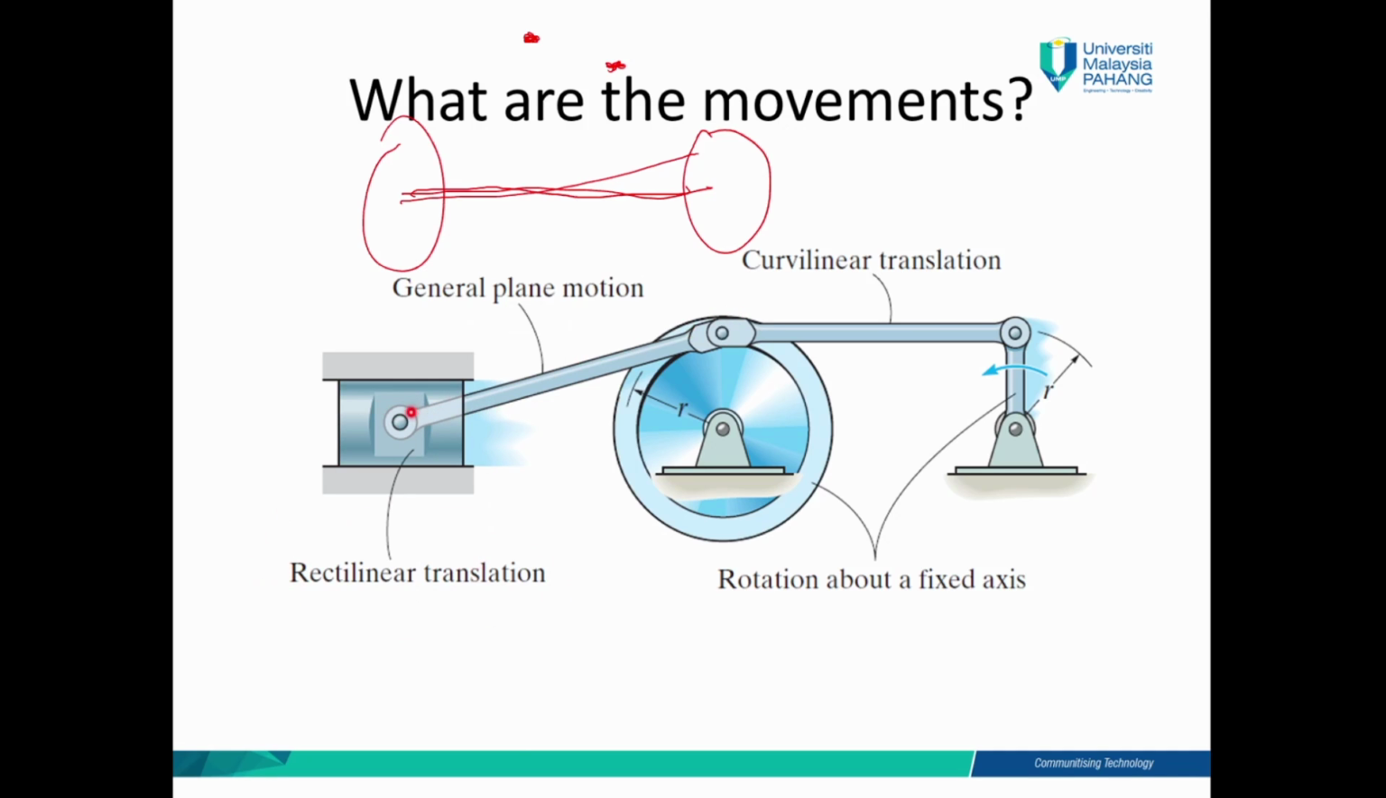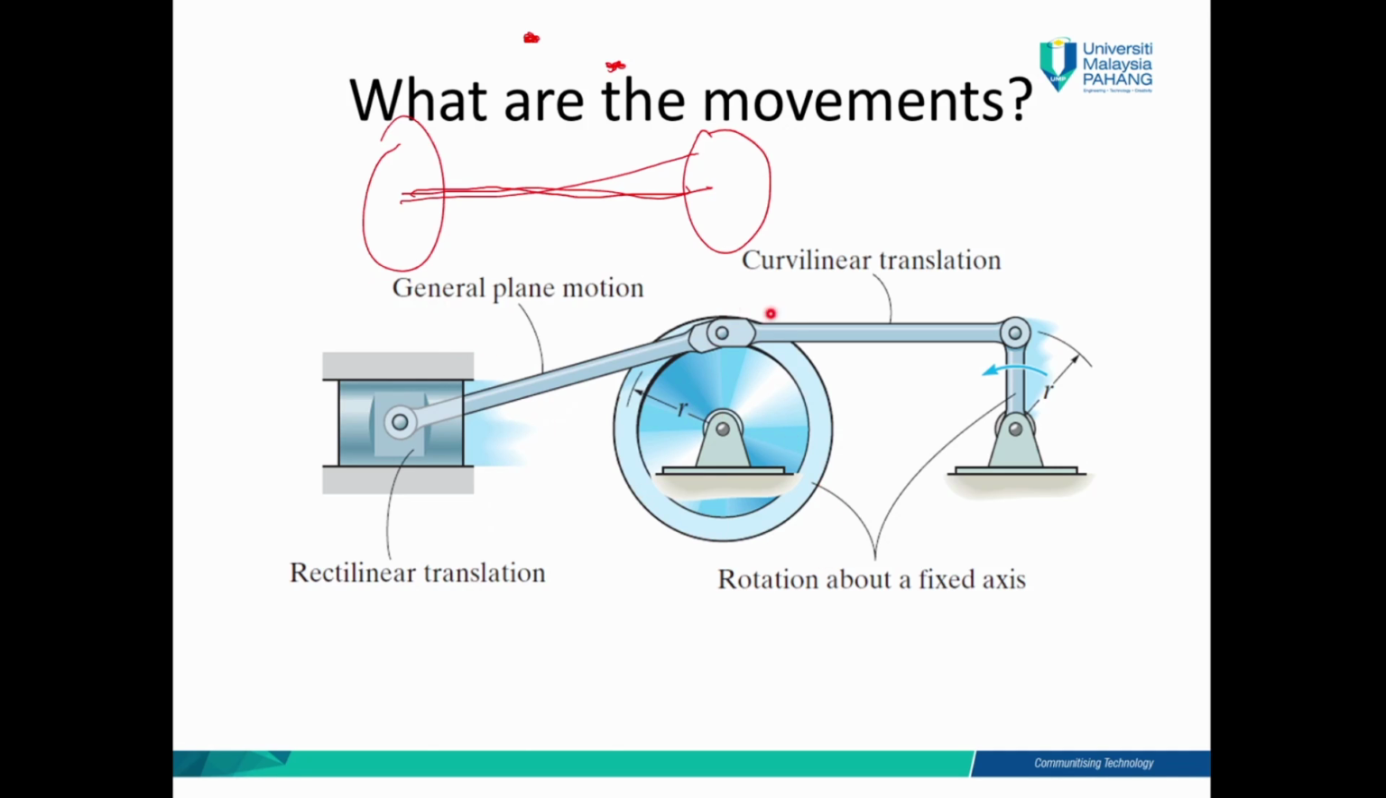But this link here, how will it move? It will be pulled by this ring, and then return here, go back here, return here. So it will be moving with a change in angle and also a change in position on a curvilinear translation. So this is what we call a general plane motion.